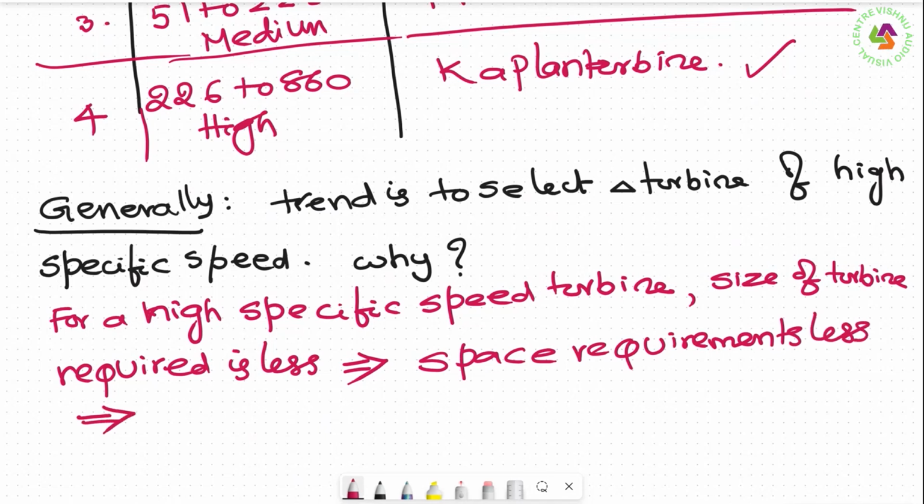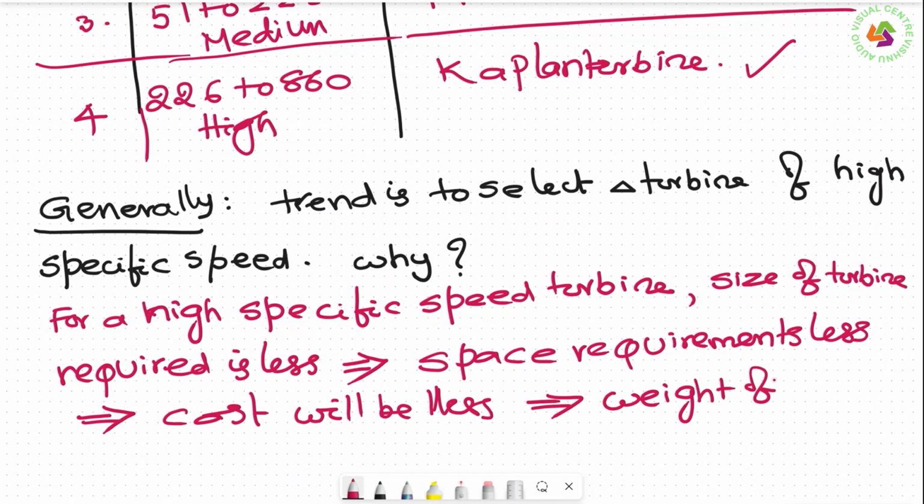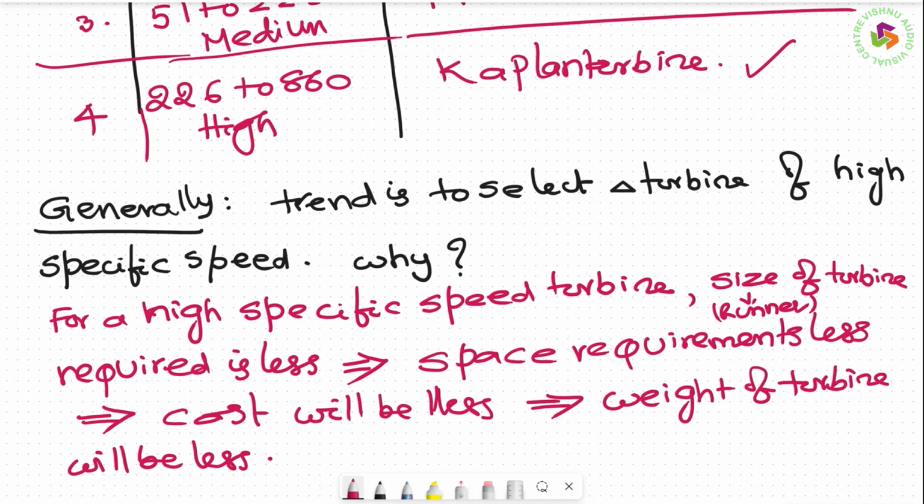When turbine size itself is less, automatically the cost will be less. And one more thing is the weight of the turbine will be less. So how many benefits you see? The moment you go for a high specific speed turbine, the size of the runner is less, so automatically overall size will be less. When overall size of the turbine is less, naturally you require less space. Naturally, the material cost goes down, so the cost will be less. Finally, the weight of the turbine also is going to be very less. So this is general practice.